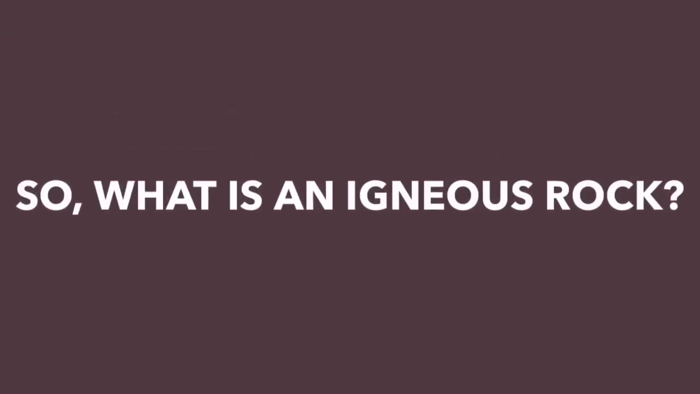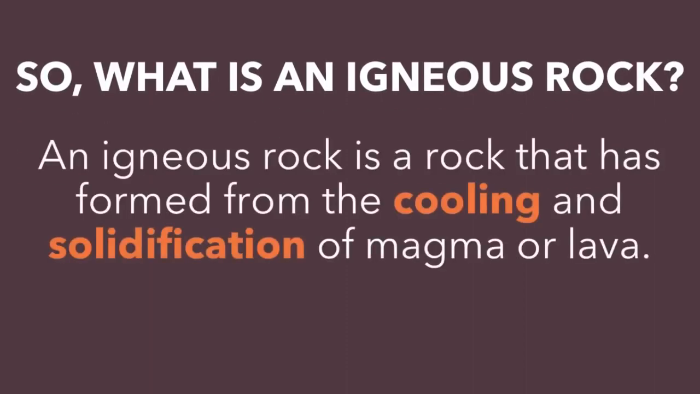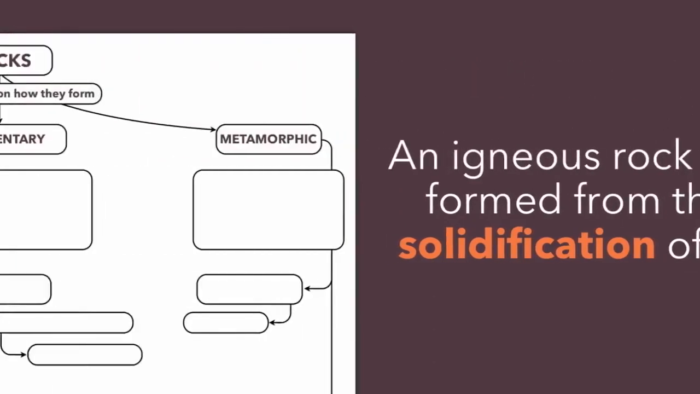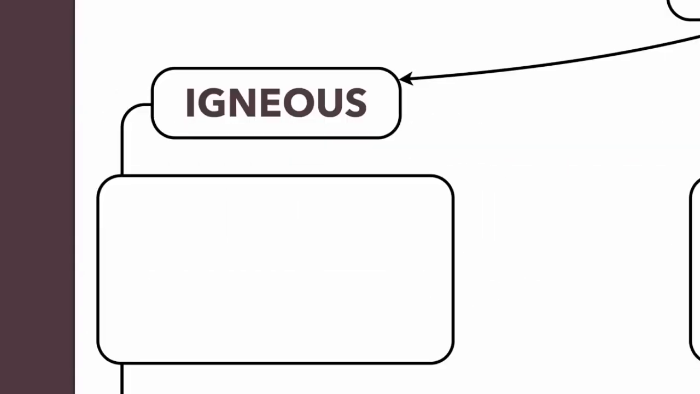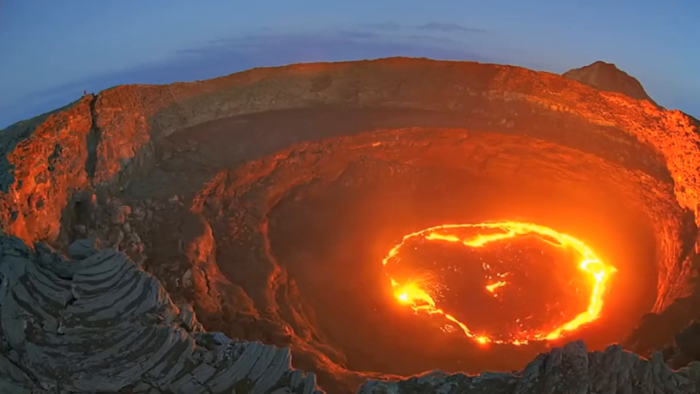So what exactly is an igneous rock? An igneous rock is a rock that formed from the cooling and solidification of magma or lava. Okay, let's add that. So they form from the cooling and solidification of lava or magma. Now what that means is that when molten rock cools down and essentially turns into a solid, that is what an igneous rock is formed from. When you think of lava and magma, you probably picture this molten material in the crater of a volcano, and that's exactly what we're talking about.